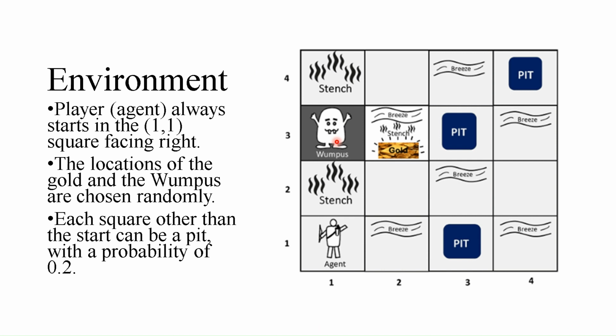Now for the environment. So the player, which is the agent, always starts at 1, comma 1, facing right. The locations of gold and Wumpus are chosen randomly. So the gold could be anywhere except for 1, comma 1, and the pits could be anywhere except for 1, comma 1, because you can't just spawn into a pit. That would be pretty bad. So each square other than the start can be a pit, with a probability of 0.2, meaning each of these squares except for 1, comma 1 has a 1/5 chance of being a pit.